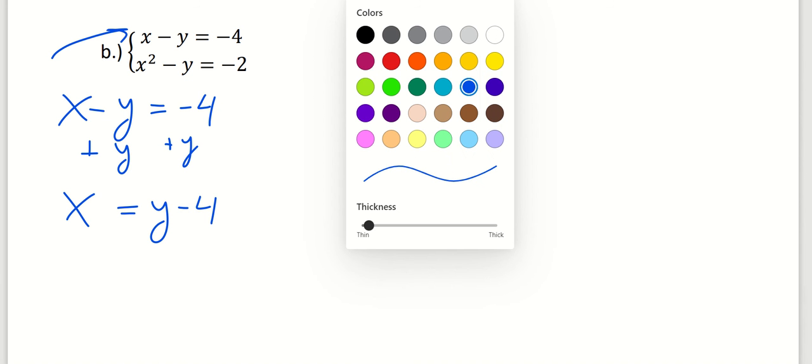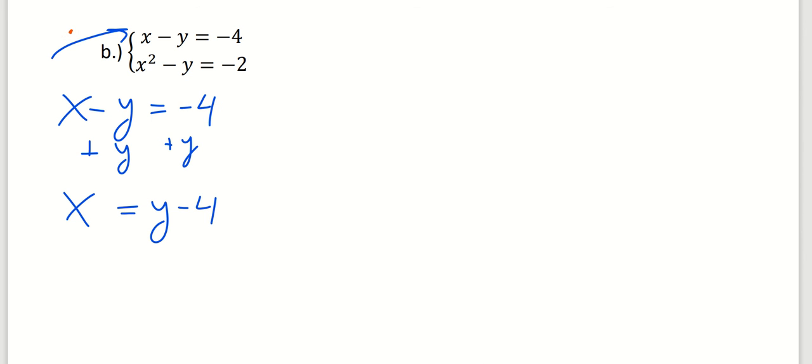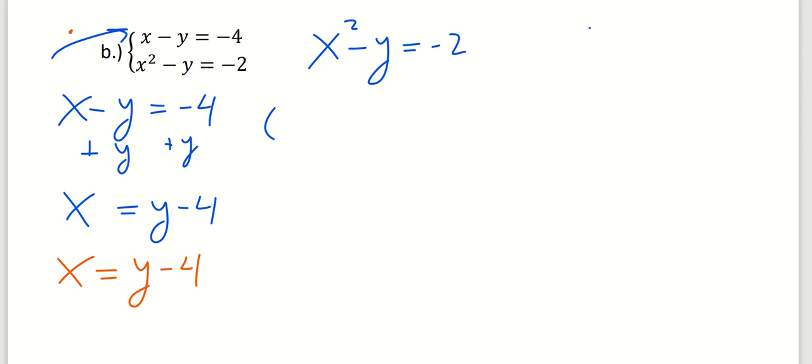So this is coming from the first equation, and I now have x by itself. X is equal to y minus 4. Once you've solved that variable for one equation, we now turn our attention to the other equation in the system that we didn't use. That is x squared minus y equals negative 2.